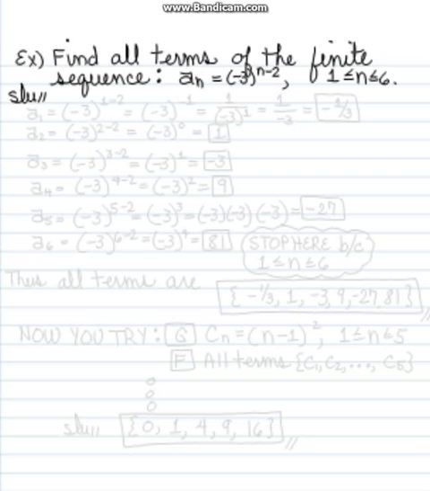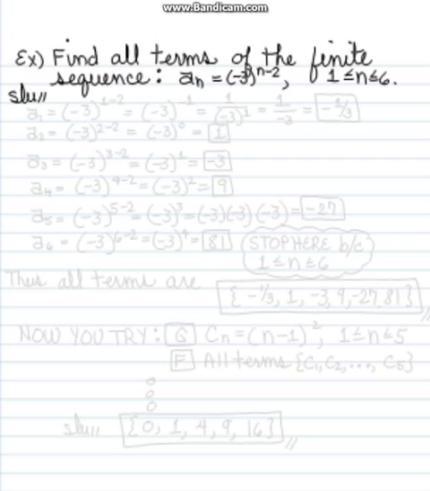In this example, we're asked to find all the terms of a finite sequence. Remember, a sequence is a list of terms. So we're going to find a finite list of terms, and the nth term is defined by a sub n equals (-3) raised to the exponent n minus 2. And the reason this is finite is because of the next comment.